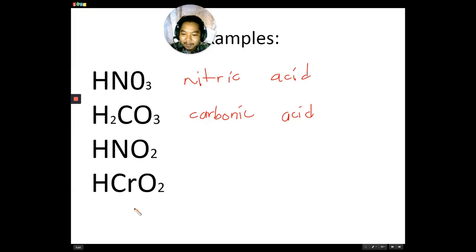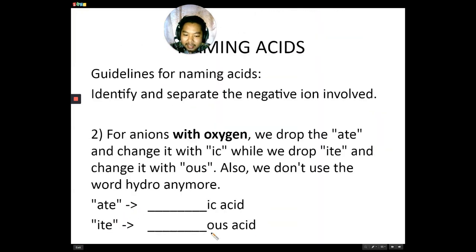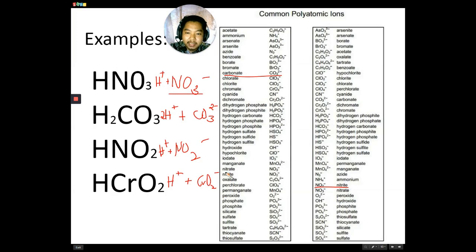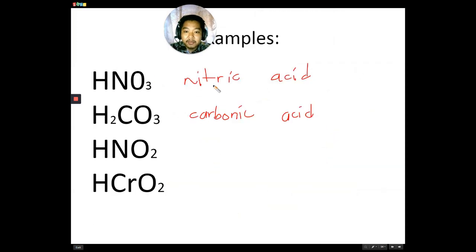So, according to the rule, if it ends with ITE, I will use OUS acid. So, the difference will now be, instead of nitrate, instead of nitric, my nitrite would be, what do you think? Very good. It will become nitrous acid. Madali mahirap. Diba, it's easy as long as you know the rule and you have the cheat sheet, no?